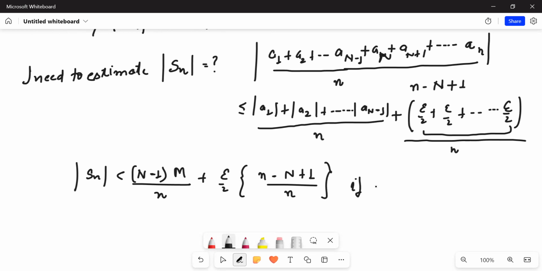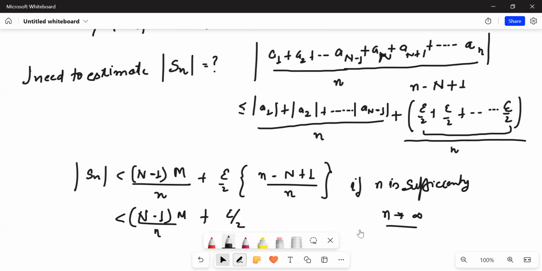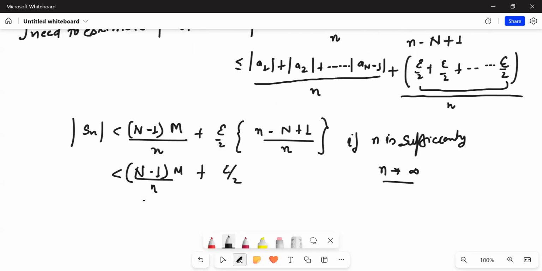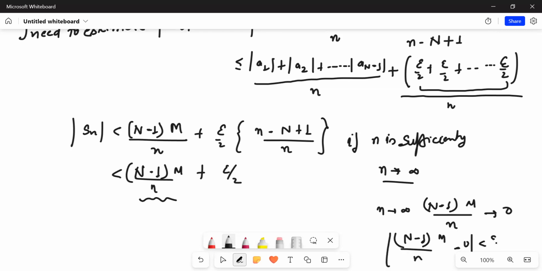Now, if n is sufficiently large, then this can be written less than 1. So I can write this as (capital N minus 1) times M by n, and this as epsilon by 2 times a bracket. If n is sufficiently large, let's say n tends to infinity, then this bracket can be written less than 1. And in this first term, if n tends to infinity, then capital N minus 1 times M is a constant divided by n, and this tends to 0. It implies that the modulus of (N minus 1) capital M upon small n minus 0 can also be made less than epsilon by 2 for all n greater than or equal to, let us say, a new number n naught.